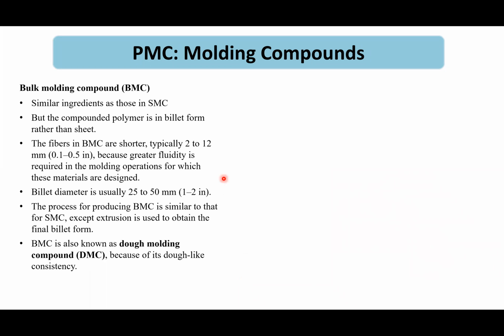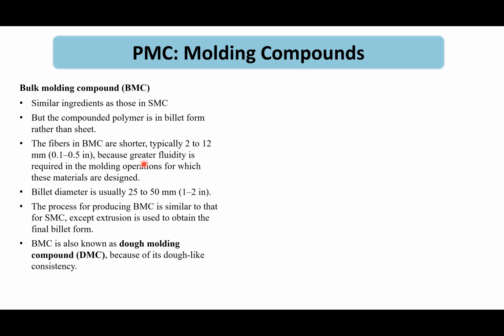The second one is the bulk molding compound. In this case, the ingredients are similar to those of sheet molding compounds, but the compounded polymer is in billet form rather than sheets. It's a kind of cylindrical form. Composites are produced using the bulk molding compound method.